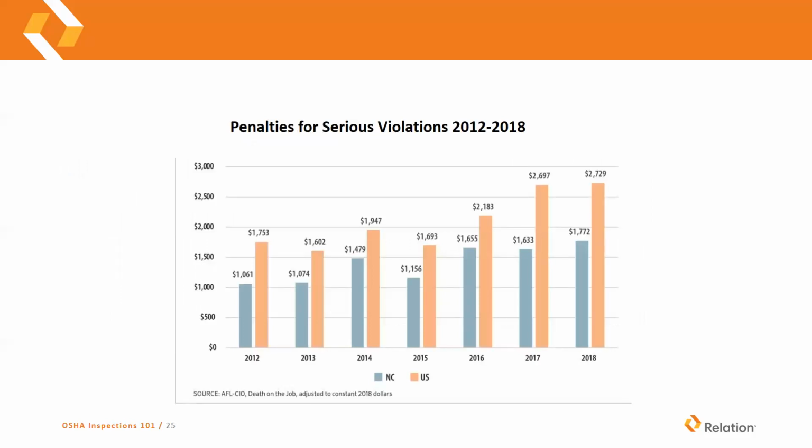So this is penalties for serious violations from 2012 to 2018. North Carolina is in the blue, and the rest of the U.S., averaged out, is in the orange. So if you look at 2018, the average penalty for a serious violation in North Carolina was $1,772. The average for the rest of the U.S. is $2,729.